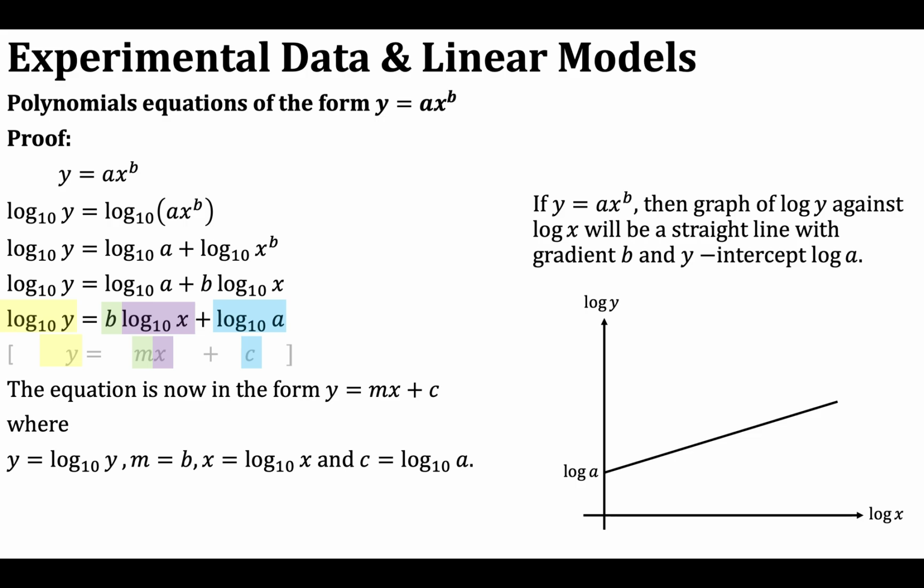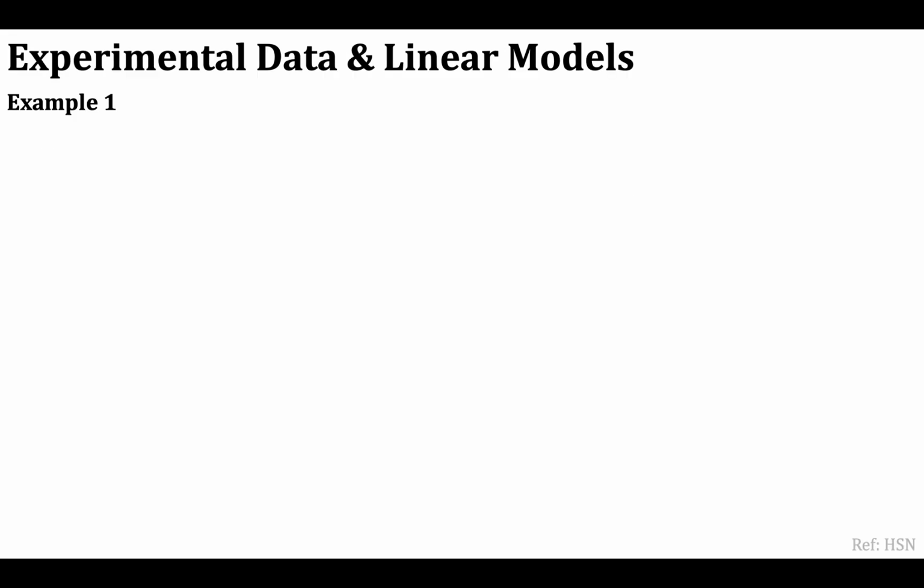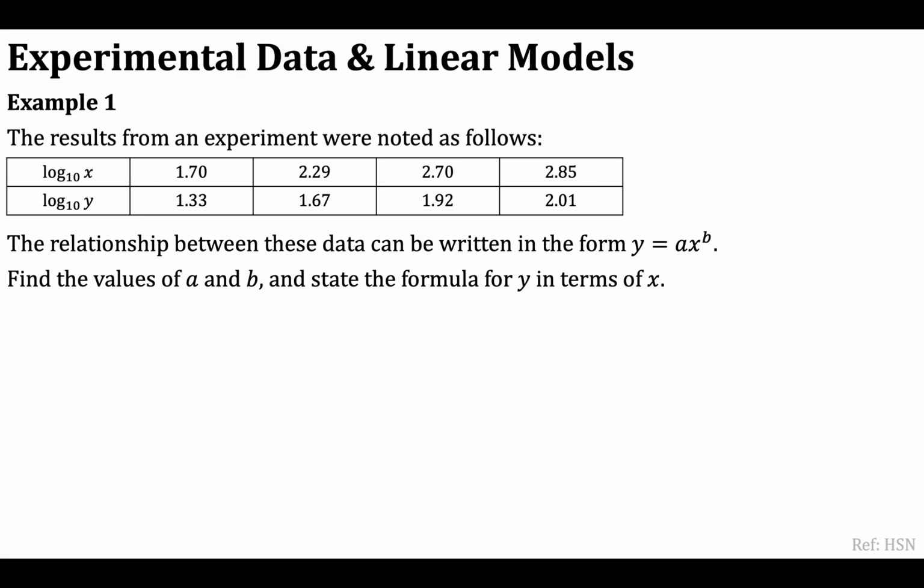So this can be quite a lot to get your head around, and these do tend to be A-B questions in the exam, but let's try an example and see how we get on with that. So the results from an experiment were noted as follows. So we've been given a table. It involves log to the base 10 of x and log to the base 10 of y. So basically we would have had other results, like raw data from the experiment, but what the question has given us is that raw data and the logarithm has already been taken of that raw data.